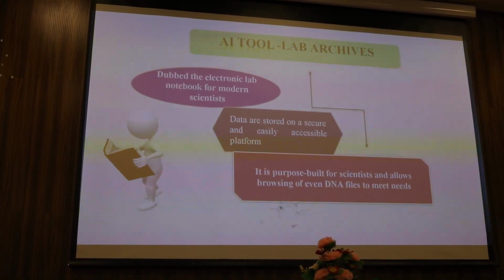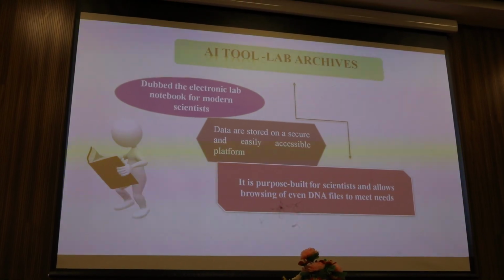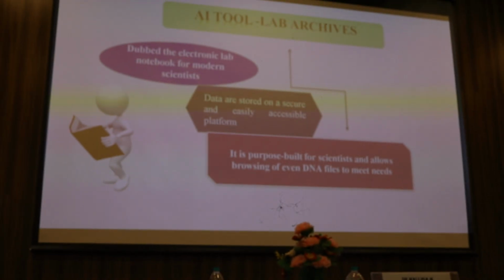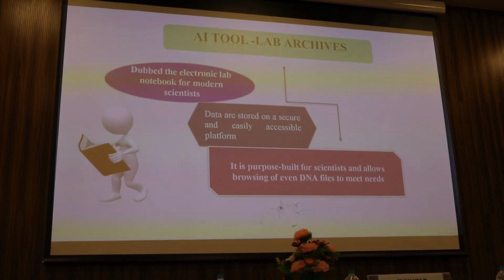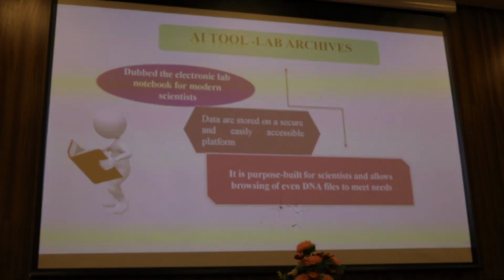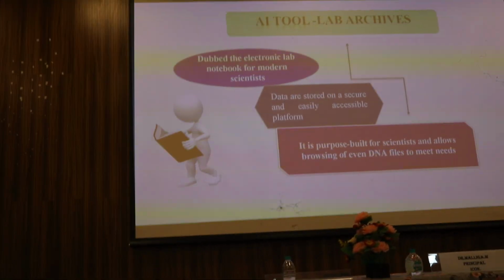Then LabArchives. This one is dubbed the electronic lab notebook for modern scientists. When you see here, data are stored on a secure and easily accessible platform. It is purpose-built for scientists and allows browsing of even DNA files to meet needs. So the files which store all the genetic information from a lot of search engines, even though they have privacy, LabArchives can access those files and get the data for us.